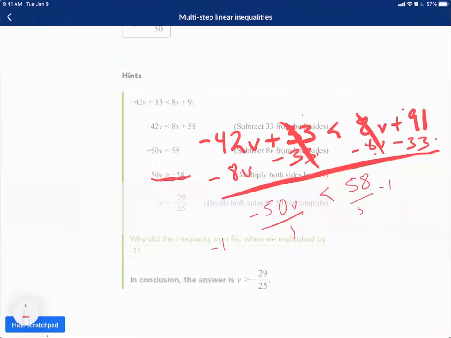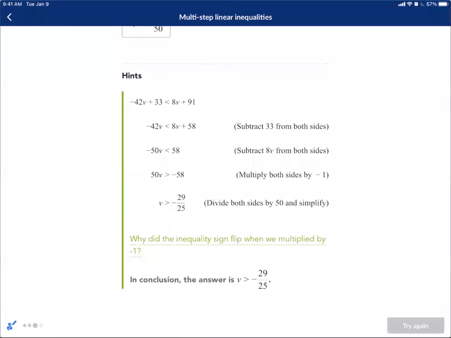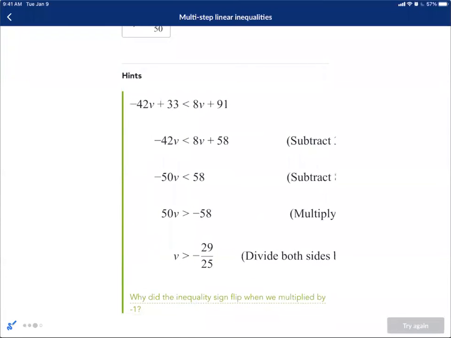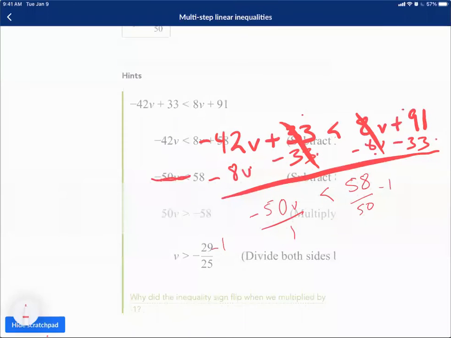Well, actually, what happened? Multiply both sides by negative 1. If we multiply both sides by negative 1, we end up with negative 50, and you end up with negative 58 on this side. All right, and then when we do the negative there, we do that. And then when we get this negative 50 here, this is when we divide it by 2. So it'll become 29, and that becomes 25.